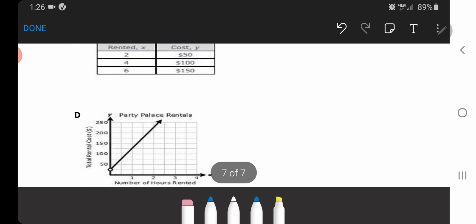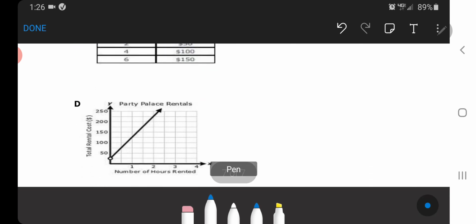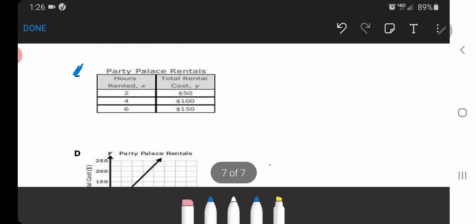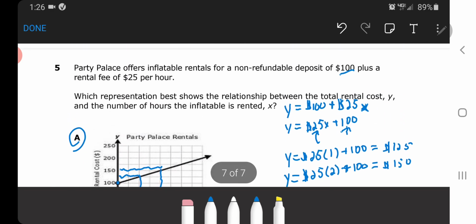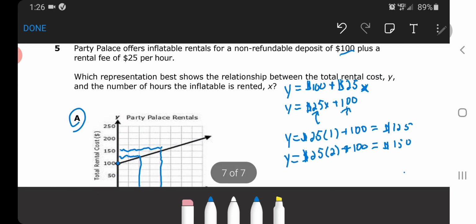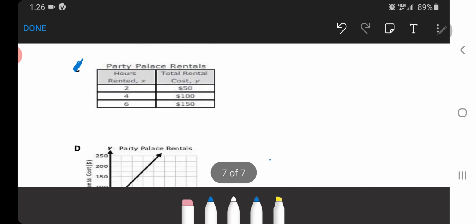And the last one, well, this one's pretty easy to eliminate because if you can see right here, it shows our y-intercept at $25. But we did determine that it had to be at $100 because that was the starting cost at 0 hours. We were going to pay $100 regardless. So that's why D is not a correct answer choice.